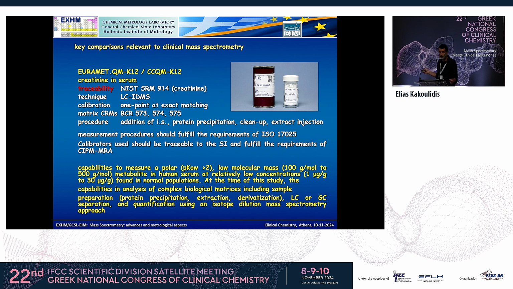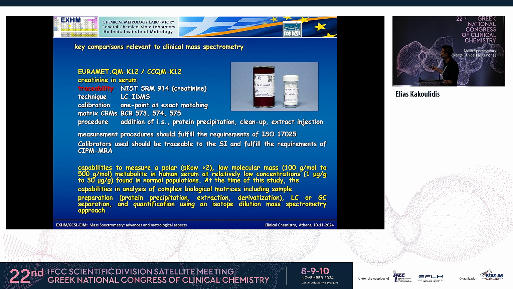Moving to another case about creatinine, which is a particularly tricky metabolite to measure. You see here the same data regarding traceability, the techniques. Here, everybody is using LC-IDMS. Our laboratory data actually is here.